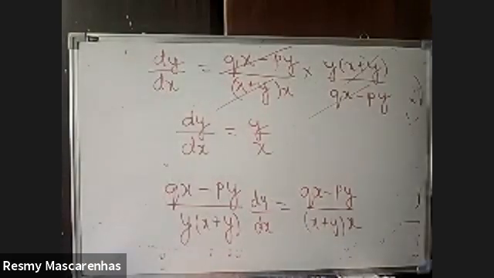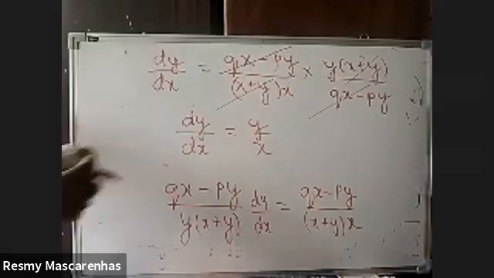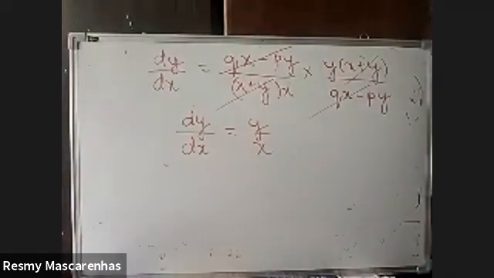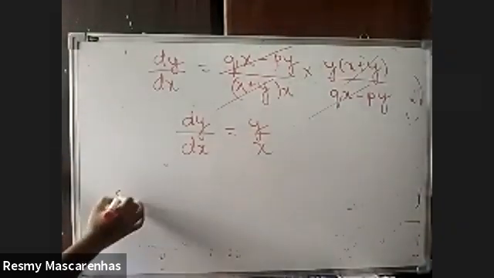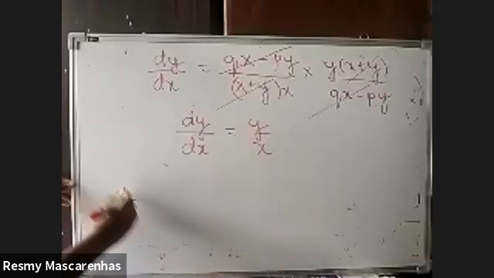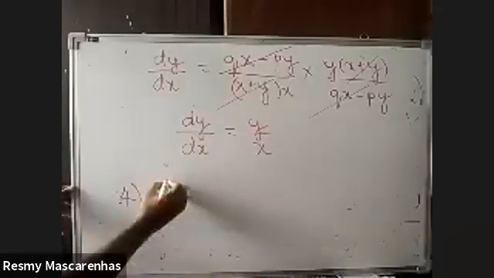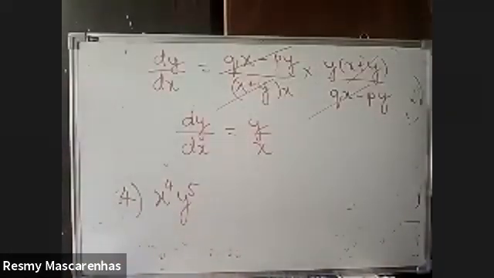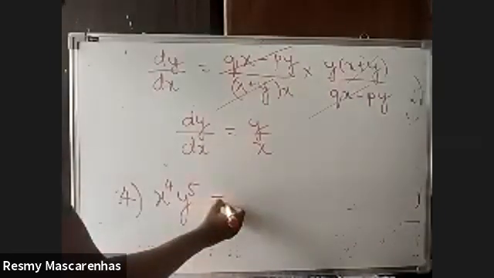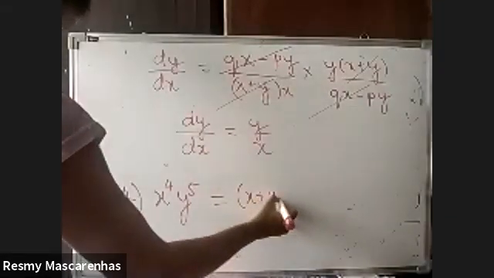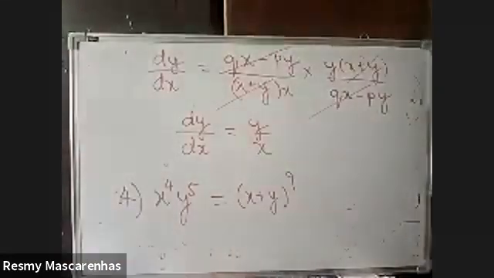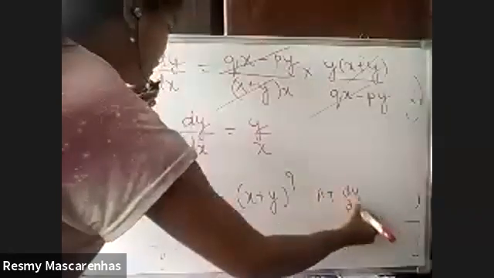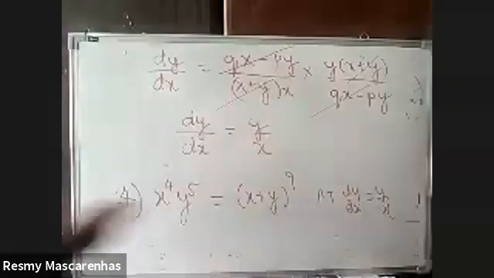Okay. This one is for you all to try. Same way, only with P and Q. Fourth one. X raised to 4, y raised to 5 is equal to, okay, same thing. Prove that dy by dx is equal to y upon x. So just try.